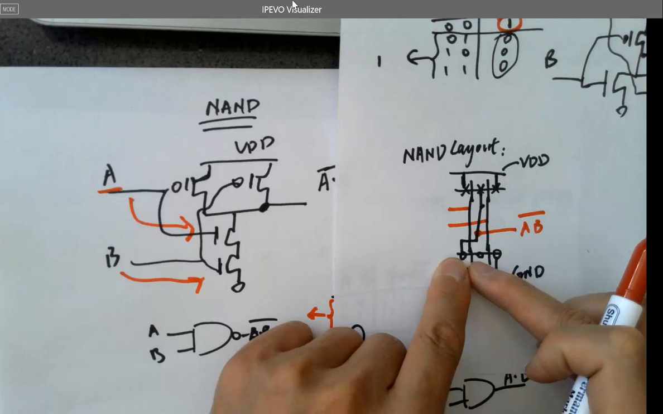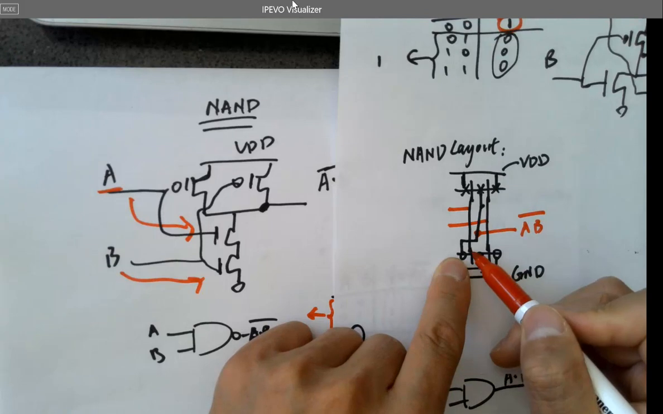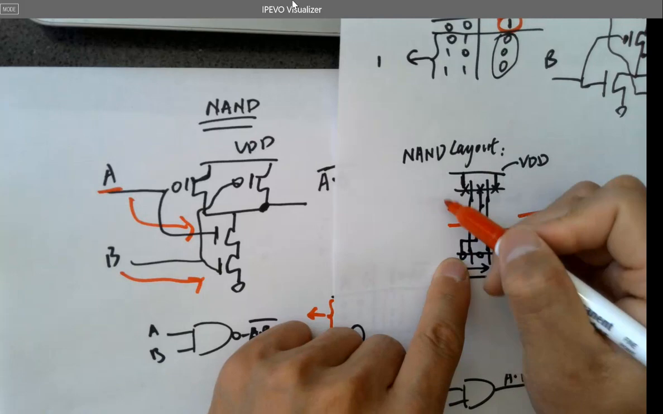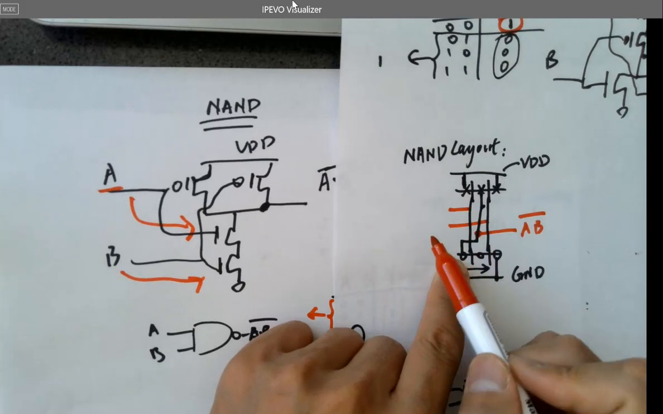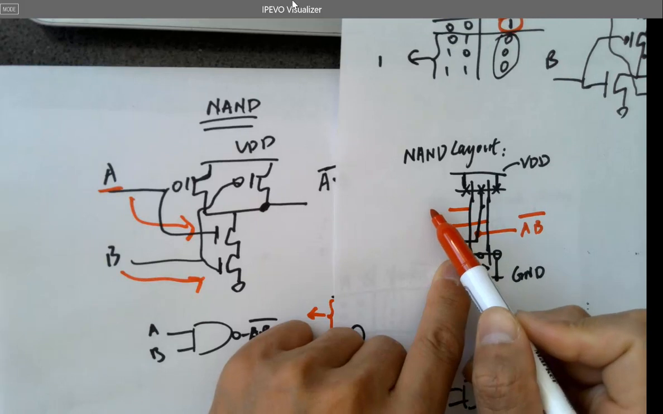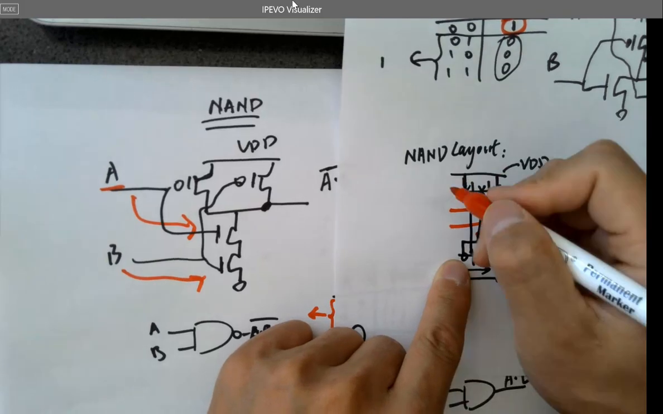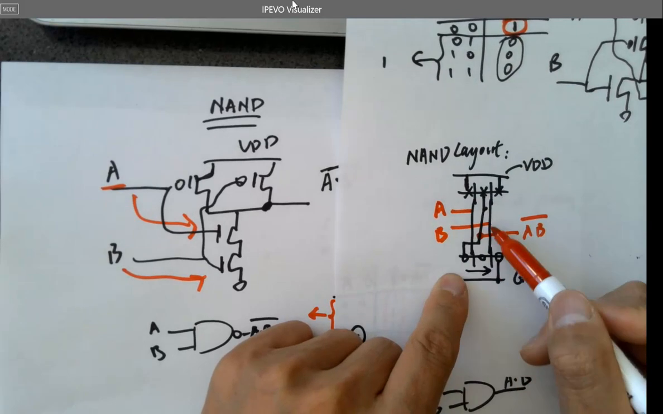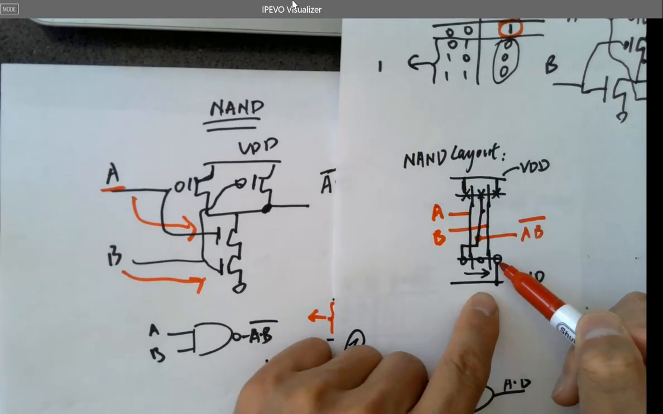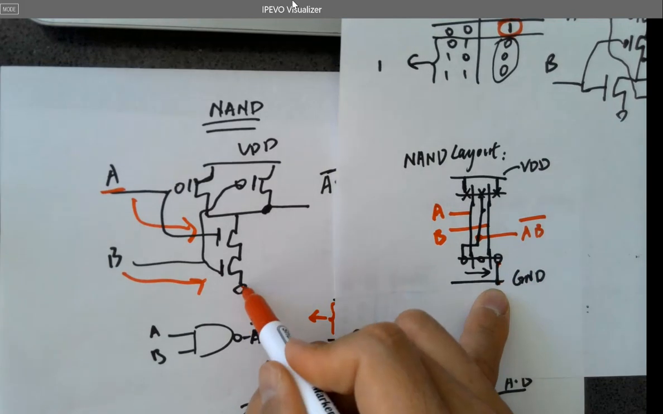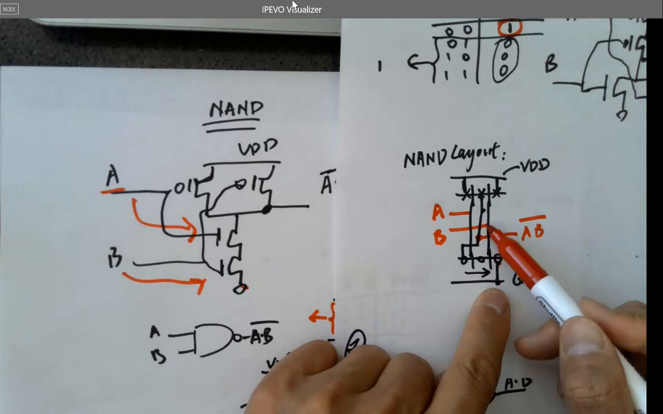Okay? So should this poly be A? Yeah? So this is A? This is A? No. Top one is A. And this is B. See, this poly is connected to this transistor, which has a source directly connected to the ground, which is this guy. Okay, so this poly, or the input to the poly, should be B.